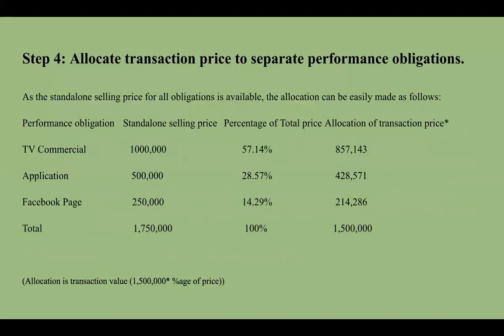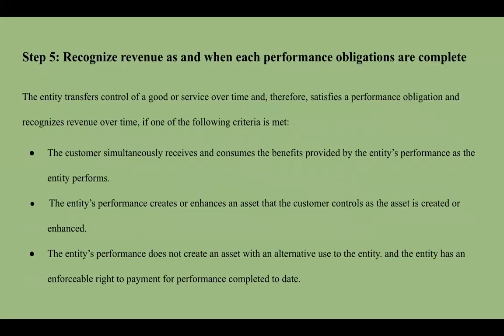Step 4 is allocating the transaction price to separate performance obligations. According to ASC 606-10-32-28, this is where the transaction price is allocated to different performance obligations. The entity is required to allocate based on stand-alone selling prices, as the stand-alone selling price for all obligations is variable. The allocation is based on the following chart. For the allocation, the transaction price is 1.5 million times the percentage of the prices.